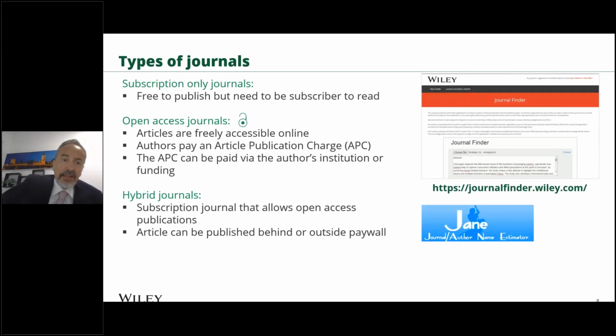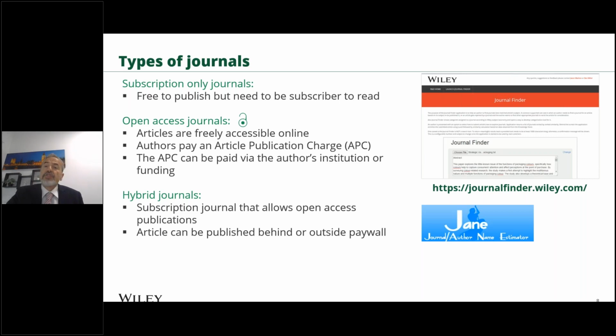Now, let me just recap and show you all the types of journals that are out there. The first one is the subscription-only journals, and these are the usual ones, the ones we all know. These are free to publish, so the author doesn't need to pay anything in order to publish to those journals, but readers need to have a subscription in order to read and download the full text.